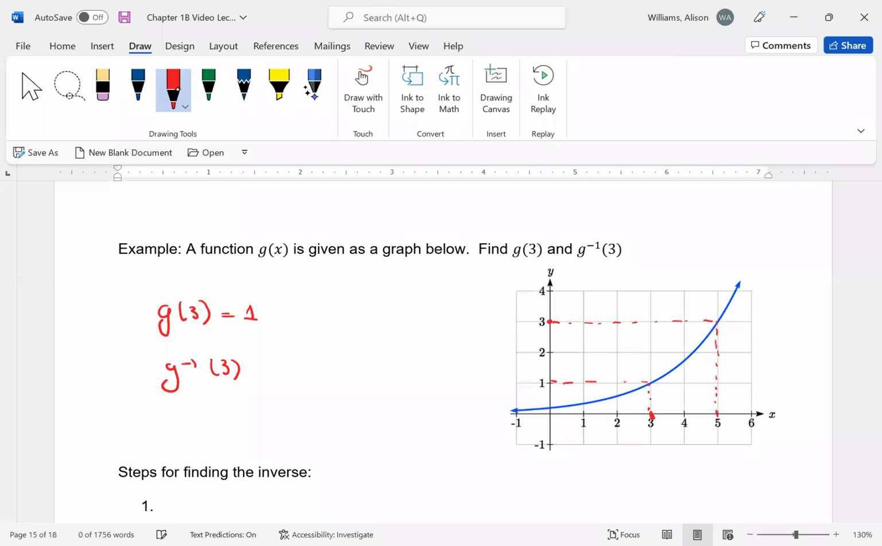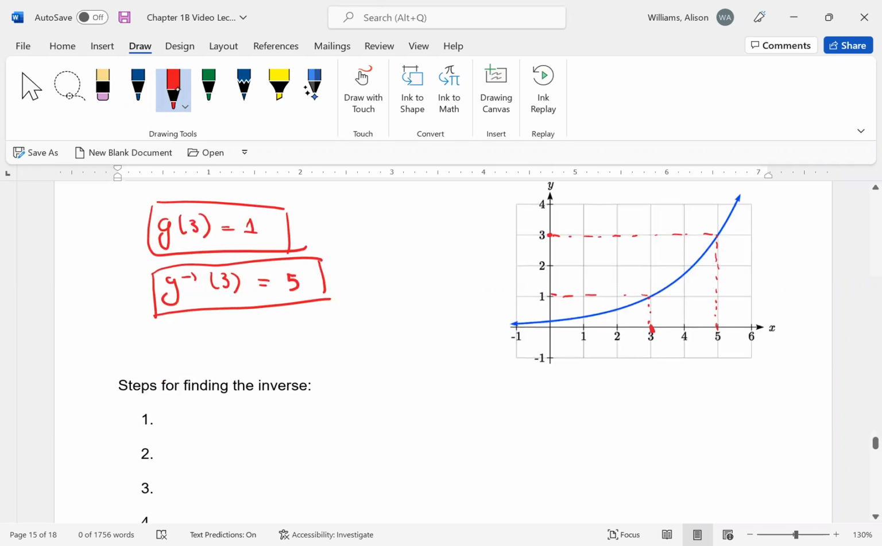And that's then going to be at 5. So the inverse is doing the opposite. It's treating the outputs like the inputs. Okay, so let's say we want to find the inverse from a formula.